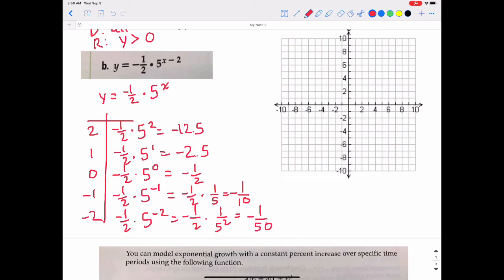So this is what I'm graphing. I'm graphing 2, -12.5, which goes off my graph just a little bit, roughly there. 1, -2.5. 0, -1/2. -1, -1/10. -2, -1/50. So we're getting pretty small there. So you can see this one actually goes downward, and you may have predicted it could go downward because of that negative sign that led off the equation right back here. The negative sign kind of indicated it was going to go downward this time. It was a reflection across the x-axis, to be more technical about it.